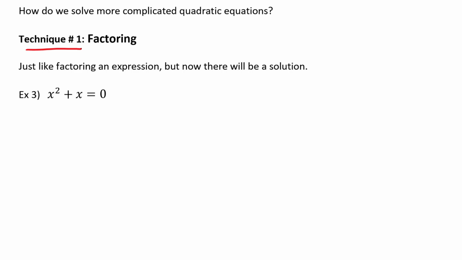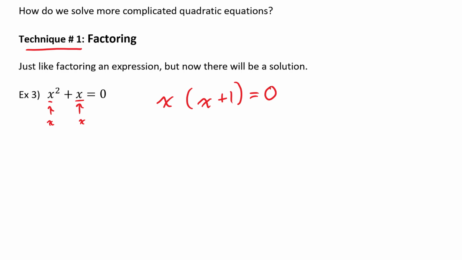Let's solve this now. What do we have here? How can we solve this? I can pull out a common factor. What's my common factor between x squared and x? It's going to be an x. So I can take an x out. I got x times x plus 1 equals 0.